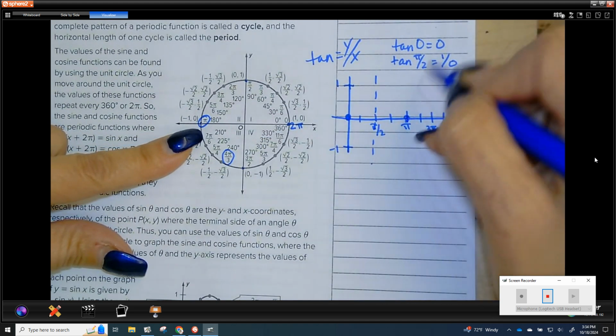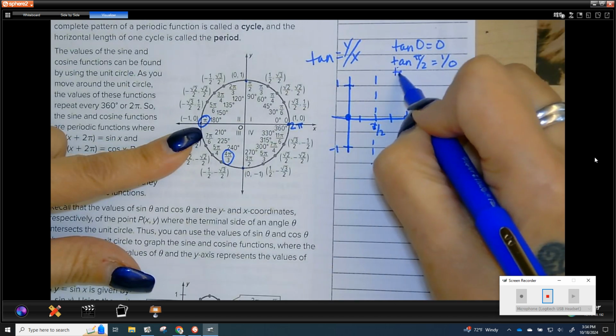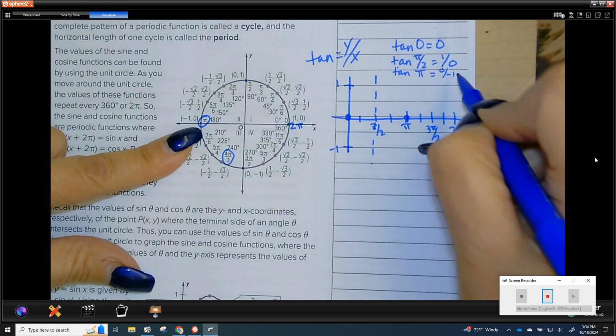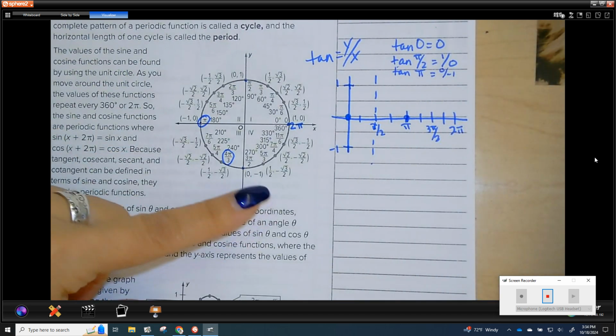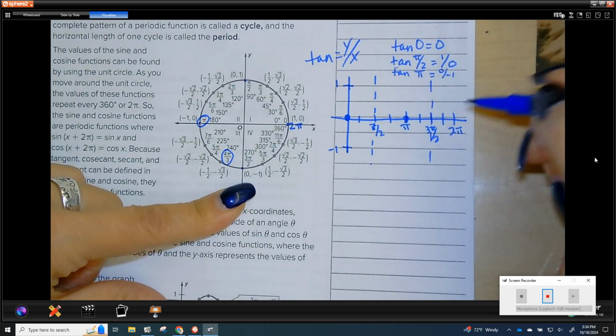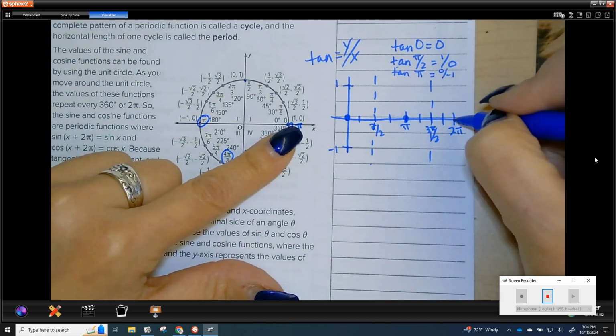I'm going to stop writing these. I think you should understand it. At pi it is 0 divided by negative 1, which is 0. Then I'm going to jump to 3 pi over 2, which doesn't exist because I'm dividing by the x, the 0. Then I'm going to jump to 2 pi, and it comes back to 0.